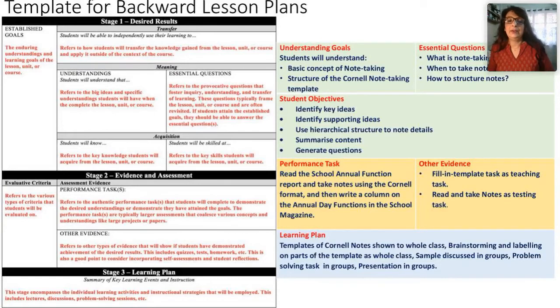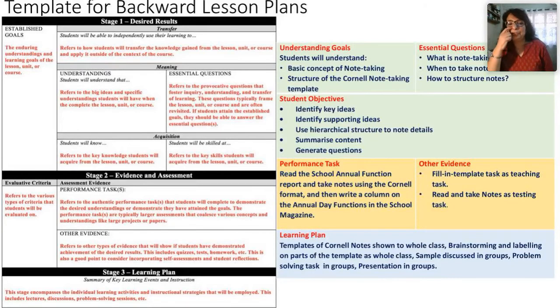Performance tasks and other evidence. Here I have some gap filling tasks. Here I have some long-term tasks. They will actually read the annual function report, they'll take notes, etc. And the learning plan is the activities.